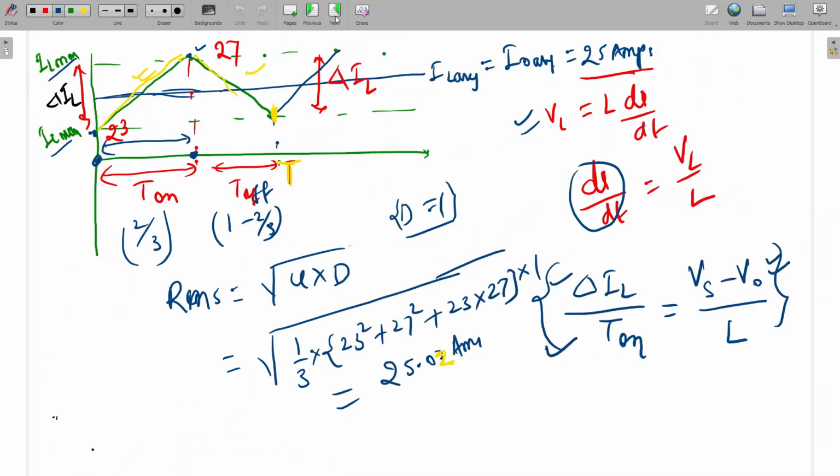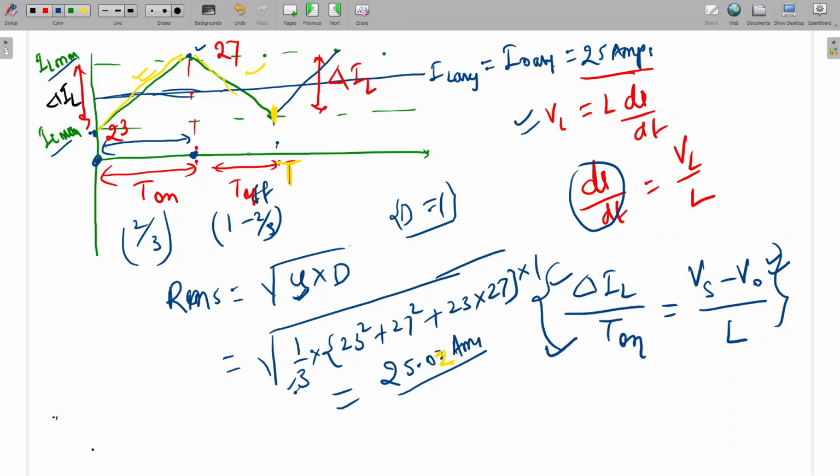Yes, sir. So this will be 25.02. Is it clear, this RMS value calculation? Already I have explained this concept. This is the big triangle. This is the formula: 1 by 3 times b1 square plus b2 square plus b1 b2. So we can directly consider this big triangle instead of two small triangles. If we consider small triangles also, this U value will be same, and D1 plus D2 will come as 1. So in the same way I am considering this big triangle. Big triangle U will be same only. What is the RMS value? U into D, 25.02 ampere. Is it clear?